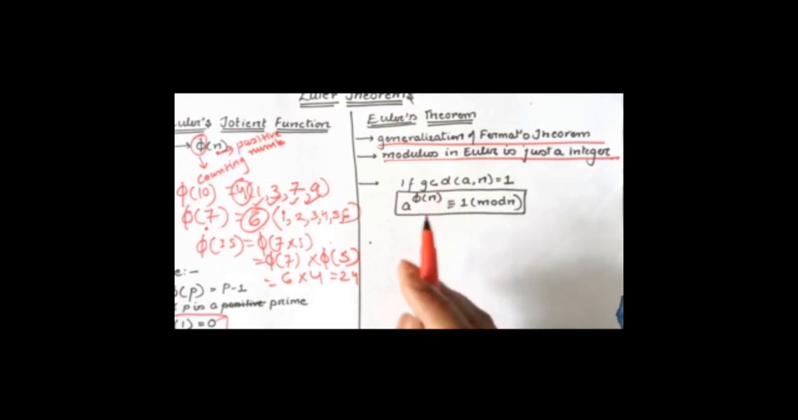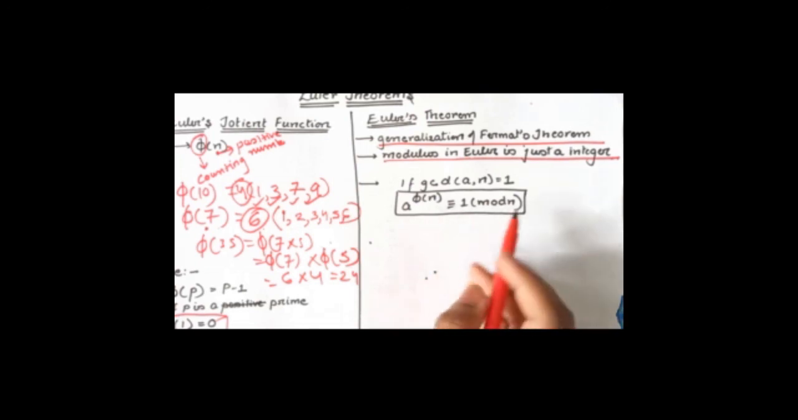If I have to state it as a definition, it is: if a and n are relatively prime, then if we multiply a with itself phi n times and divide the result by n, the remainder should be 1. See, this is what I've written. Mathematically, you can write it like this. This is how you state it.